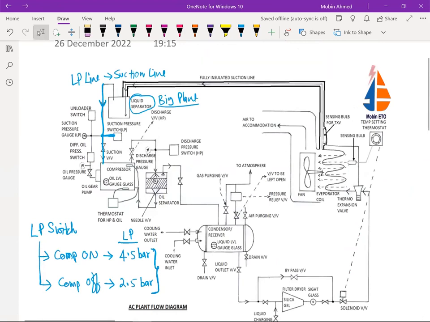Now comes the unloader. So this is the unloader switch. The unloader switch is almost the same. It is a direct pressure switch only. In that, generally the differential pressure is not there. Now what is this unloader switch? You can see here there is another switch given, and the same suction line or LP is given to the unloader. So this is the unloader.